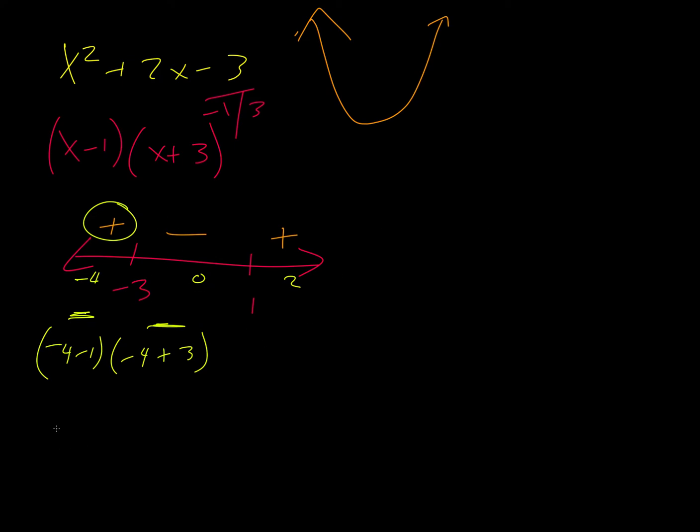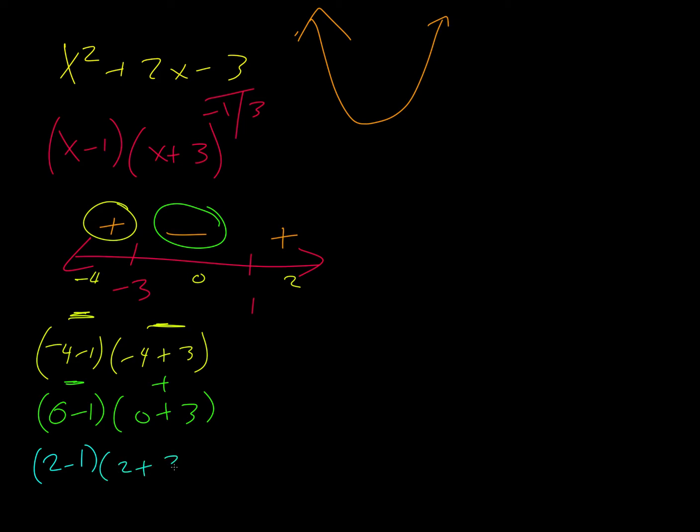Now if I plug in the 0, I get 0 minus 1, 0 plus 3. So that's a negative answer. That's a positive. Negative times positive is negative. And then if I plug in the 2, 2 minus 1, 2 plus 3. So that's positive, positive. Positive times positive is positive. So if you want to do it conceptually, it's a little bit faster. But if the conceptual side of it kind of confuses you, then you can always fall back on just doing a little bit of arithmetic.